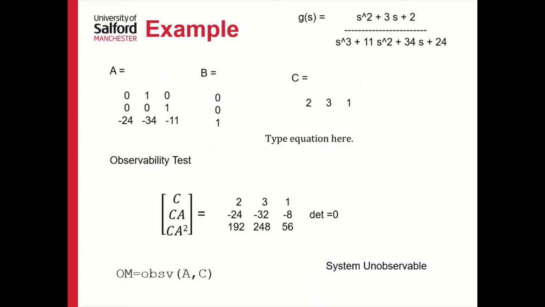Now if we work out now C, CA and CA squared, this is what we get here, and if we work out the determinant of this, it comes to 0. So this is a nice interpretation now of the observability and controllability. What it's really telling us is we've got a pole zero cancellation in our transfer function, and MATLAB has a nice command for doing this. If you know what the A is and what the C is, if you type in OBSV(A,C), it'll work out this observability matrix for you, so it'll save you all the time of working this out.